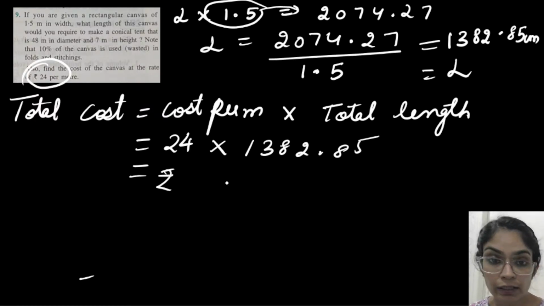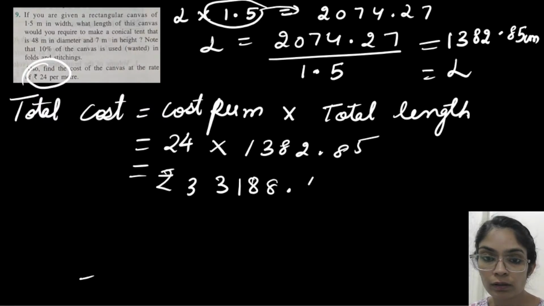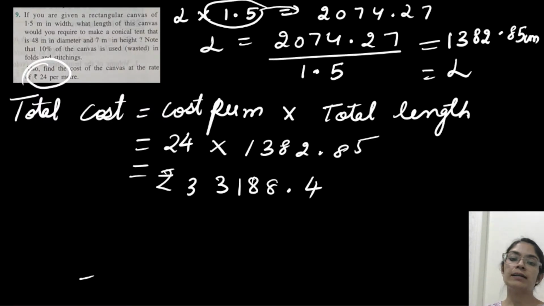Okay, Shiva Shankar has given the answer. It is 33,188.4 rupees. 33,188.40. So this is the answer. This is the total cost. Is this question clear? Till here, anyone, any doubt? Yes. So we all are getting the same answer. So that means this is the correct answer.